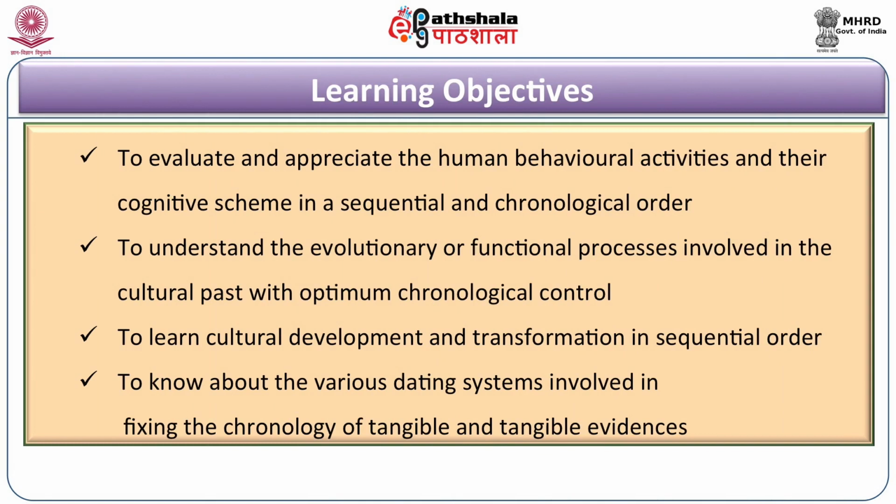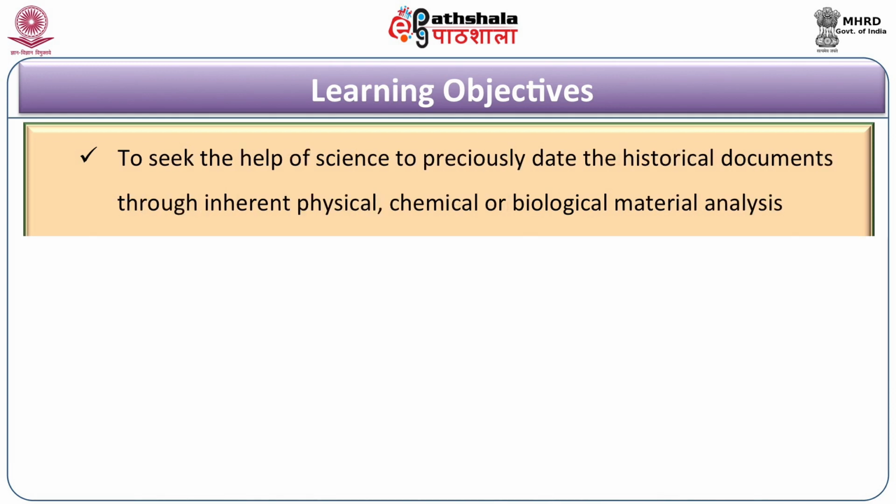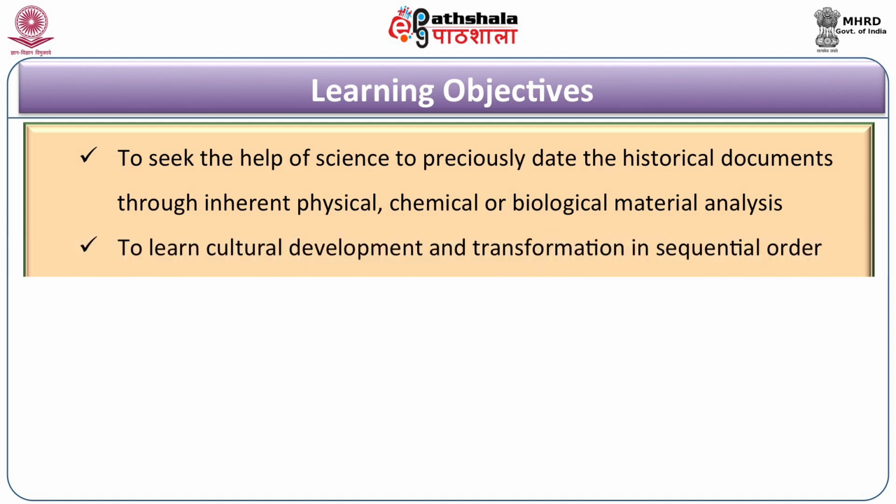To know about the various dating systems involved in fixing the chronology of the tangible and intangible evidences, and to seek the help of science to precisely date the historical documents wherever you are not having any historical dates within that document, then you require the help of science, through inherent physical, chemical or biological material analysis, to learn the cultural development and the transformation in sequential order.